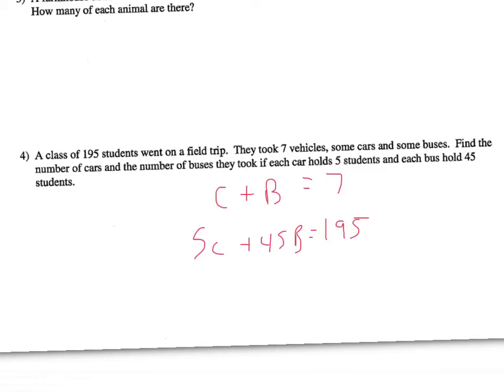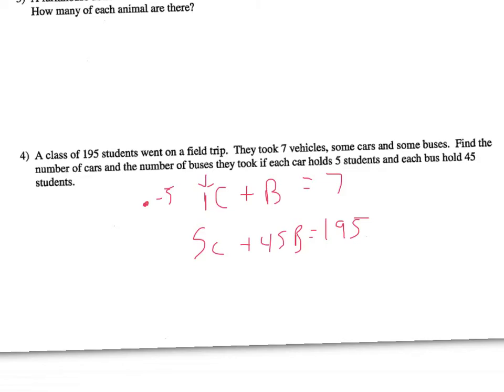Okay, once again, we're going to solve this through elimination. I want the number in front of the top C to be a negative 5. What do I have to multiply 1 by to get negative 5? Of course, I'm going to have to multiply everything by negative 5.